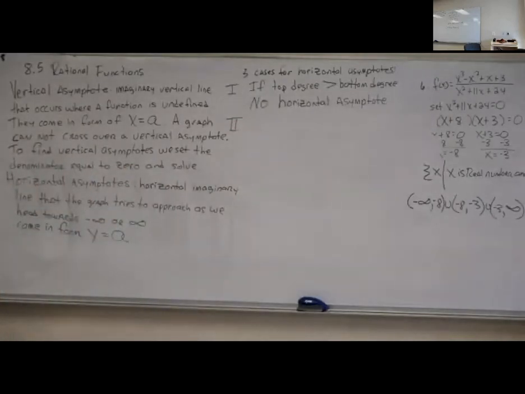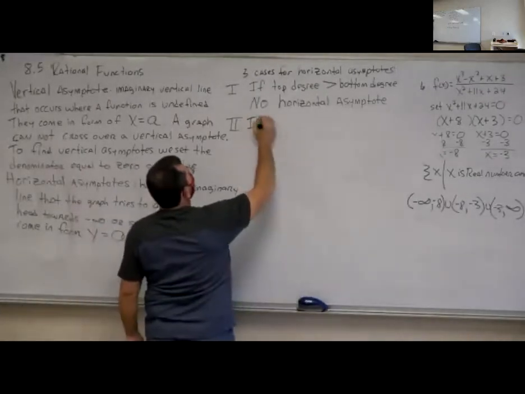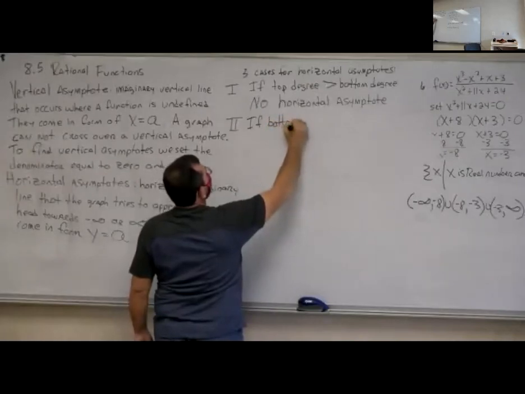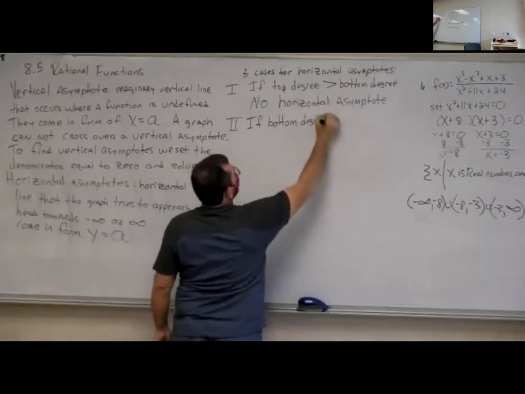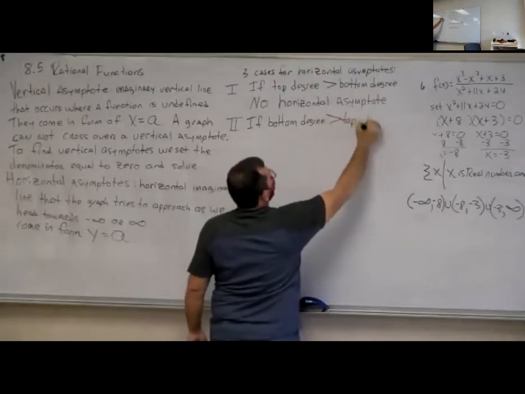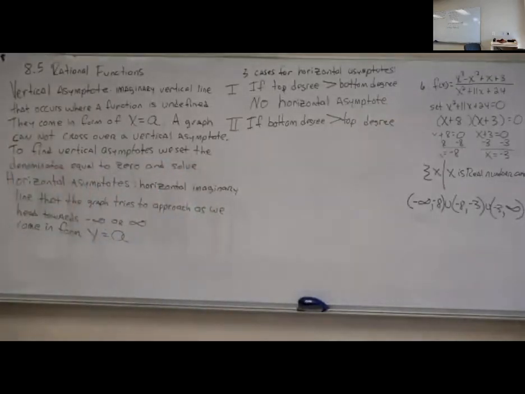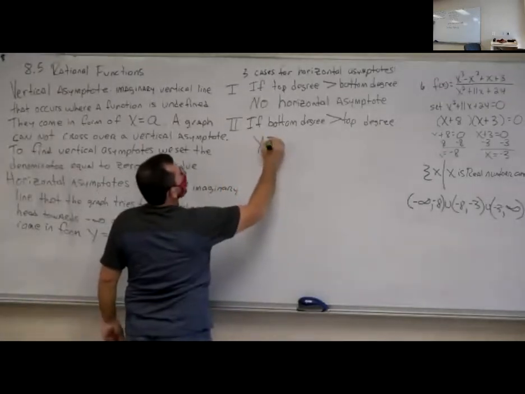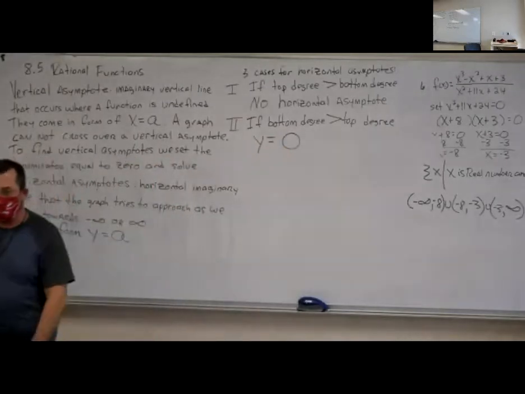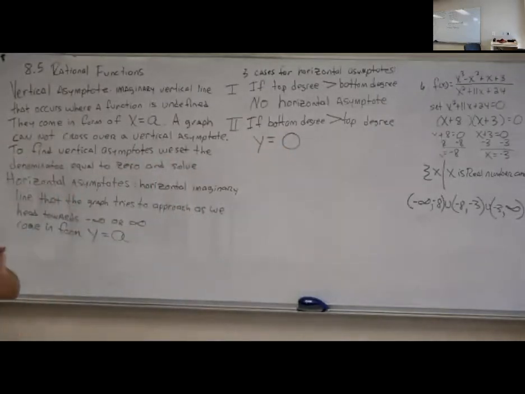Second case, what if the bottom degree is bigger than the top degree? So if the bottom of your function is growing a lot quicker than the top of that function, then it wants to head off towards y equals 0. So over time, they're going to try to reach the x-axis. Never can get there, but they keep getting closer and closer and closer, okay? Then we got case number 3.